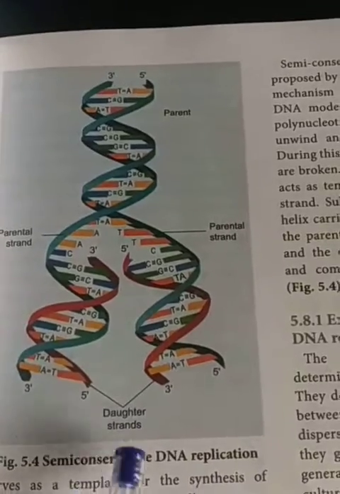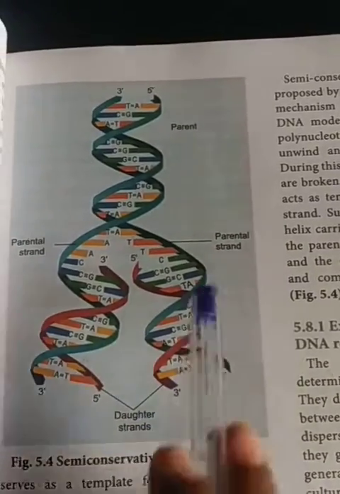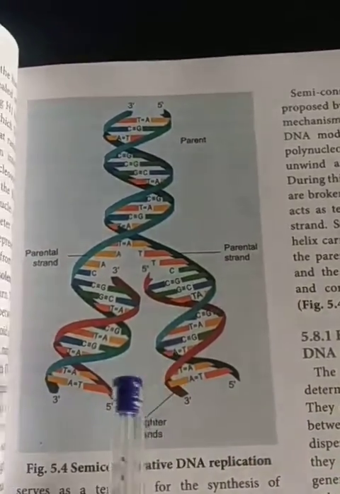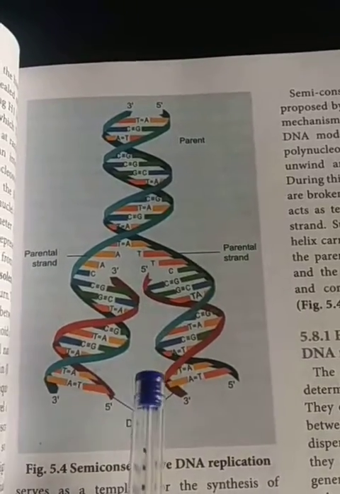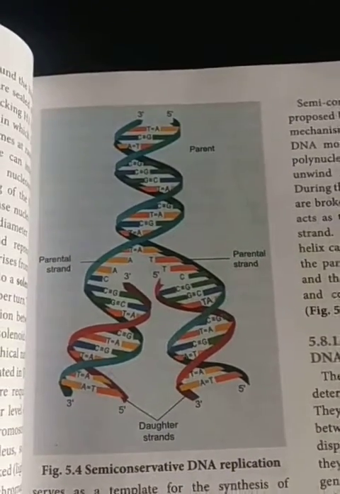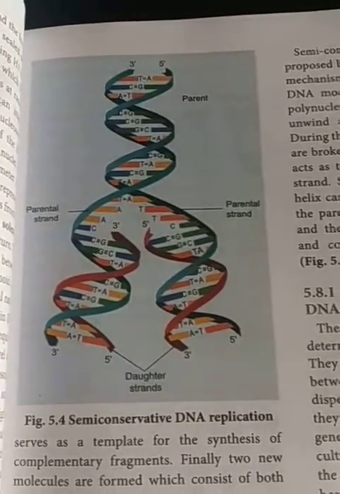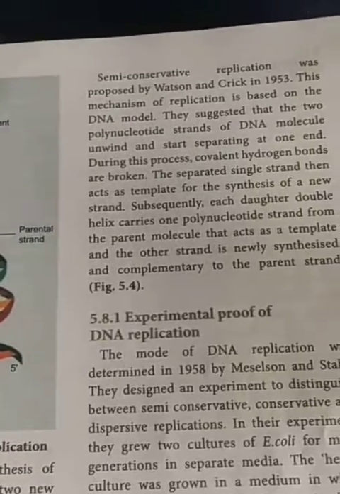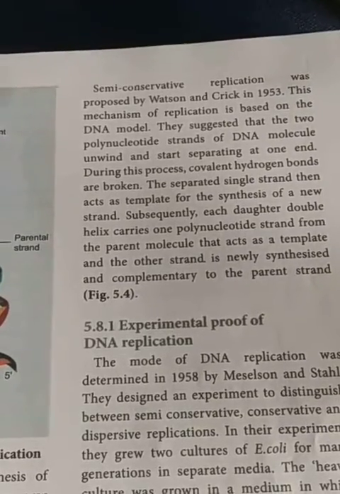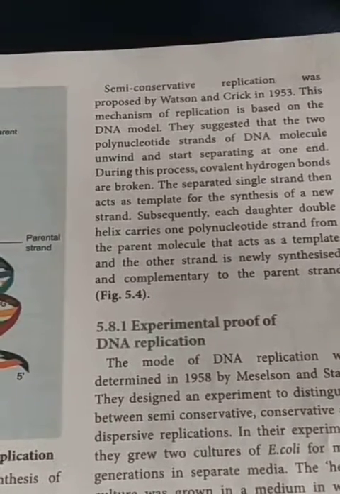Can you understand? So this is the daughter strand, this is the parent strand. So this method is known as the semi-conservative method. Can you understand all of you? Semi-conservative replication, the DNA replication method. It was proposed by the scientists Watson and Crick in the year 1953. Okay, can you understand all of you?